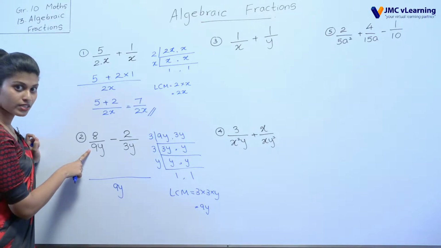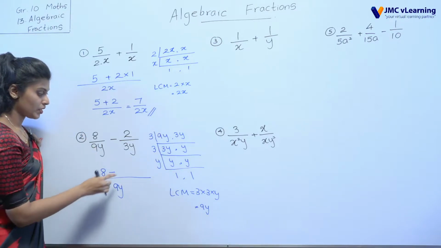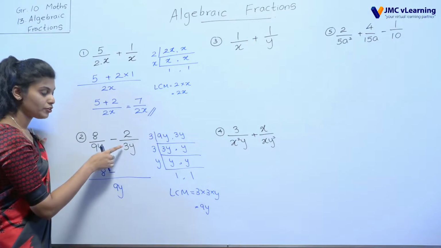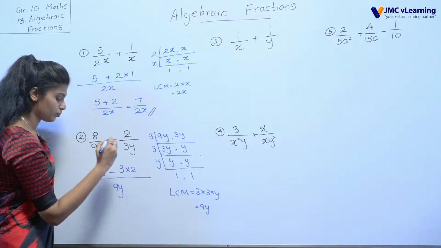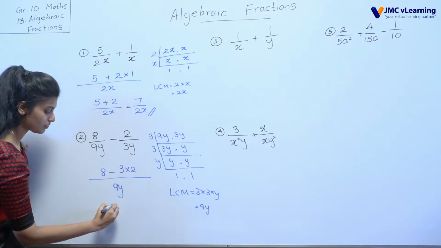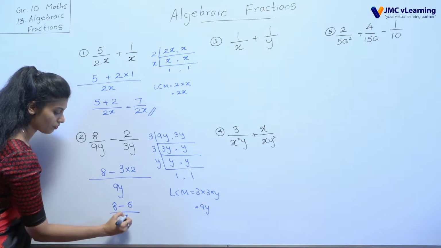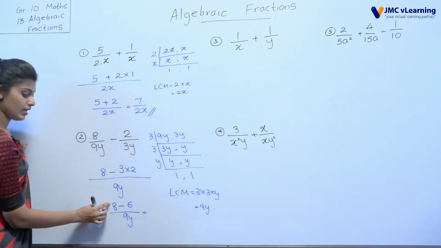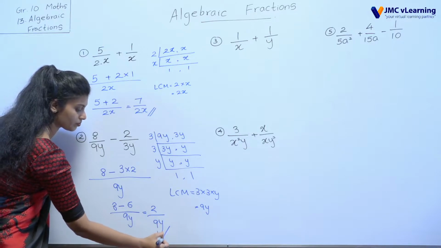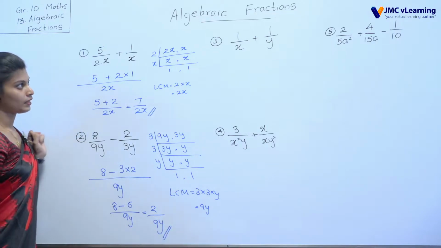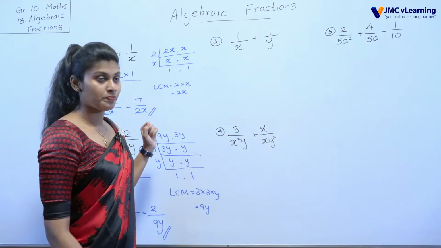Here also 9y, so you can keep the same numerator here, 8 minus. To get 9y, you have to multiply this part by 3. Then 3 into 2. Let's simplify this one. 8 minus 3 into 2, 6 over 9y. 8 subtract 6 is equal to 2 over 9y. This is the answer.